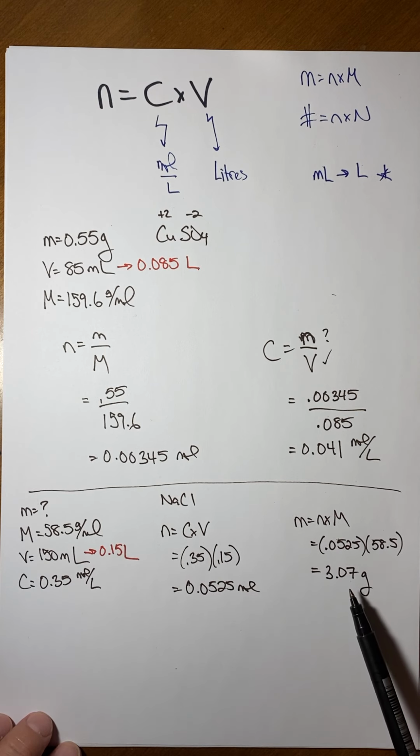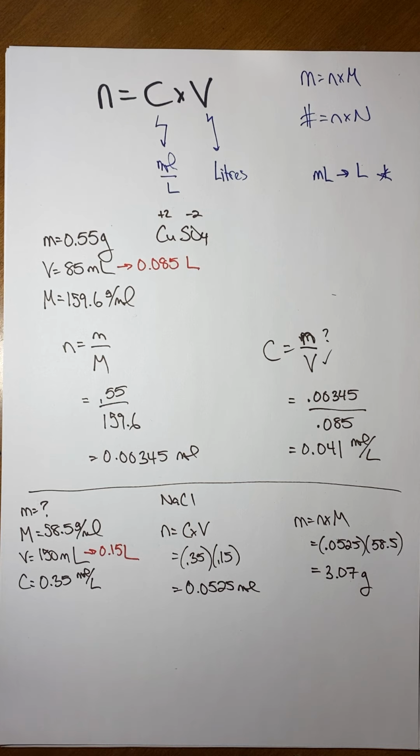You would weigh this out, and then dump it in some water, make sure it's all dissolved, and then eventually top it up until you had a total volume of 150 milliliters. So those are those two examples. Hopefully you understand this.